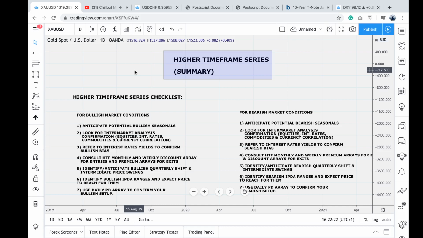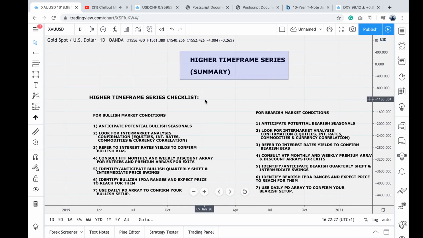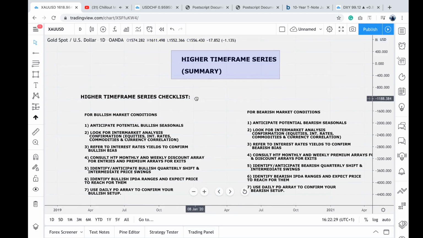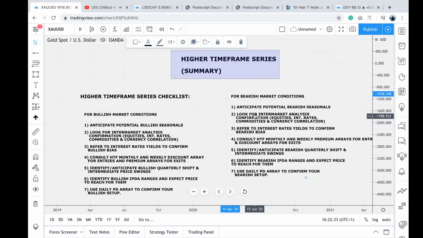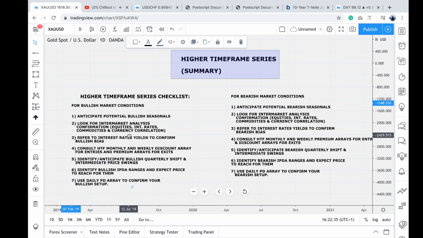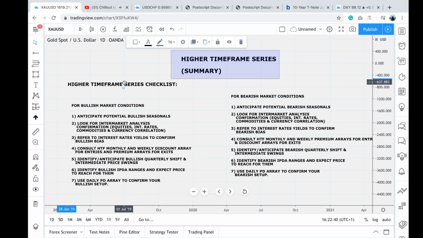All right, so what we have here on the screen is the higher time frame series checklist. We have it for bullish market conditions, and we also have it for bearish market conditions. So you can take a picture, take a screenshot if you can, and take notes if you can. Basically, this is my higher time frame series checklist.